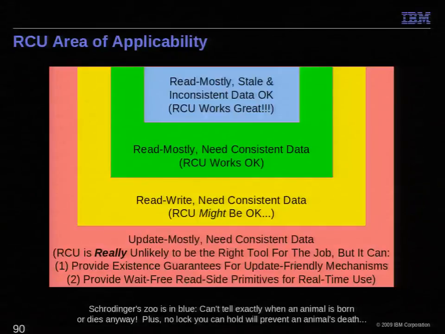So that's the green area. The yellow area is where you have a lot of updates, and you also require consistency. This is the case, for example, for the directory cache lookup in the Linux kernel. It might be okay, but you usually have to be very careful and use multiple mechanisms together to make it work and to make it scale well. You can get really good results, but it's nowhere near as natural as up there at the top. And if you need consistent data and you're almost always updating, you probably want to use something else. There are a couple of exceptions, but generally that's where RCU's specialization ends. If you're down there, use something else. Schrodinger's cat is up there in the blue. That's why it works so well.